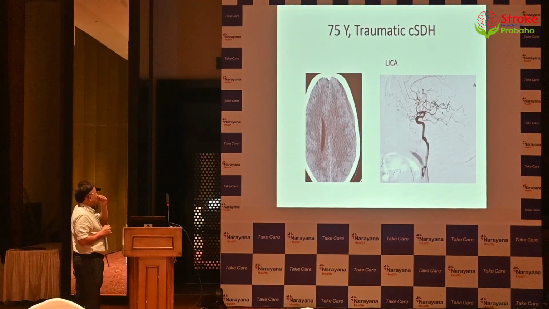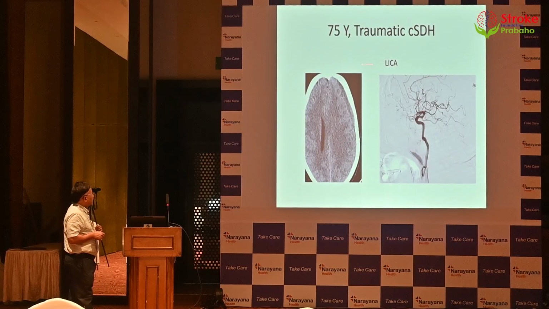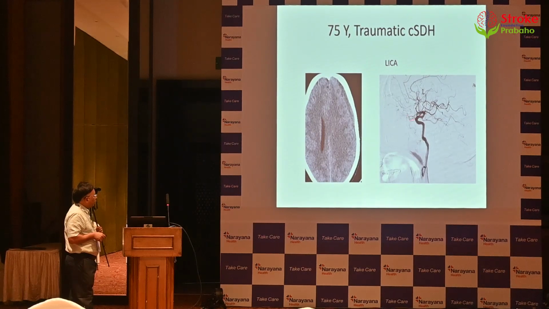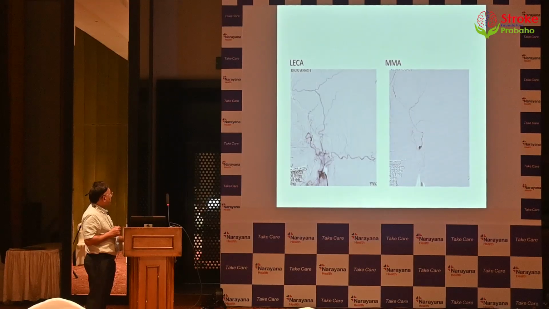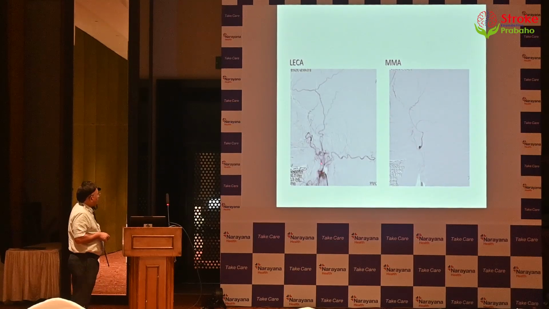Another case of traumatic chronic SDH in a 75-year-old male, left side hematoma, ICA injection. You can see the ophthalmic artery is visualized, but not very well visualized. This is the left external carotid artery injection. This is the middle meningeal artery. This is the frontal trunk. This is the posterior trunk. So this is the posterior trunk. This is the anterior trunk.